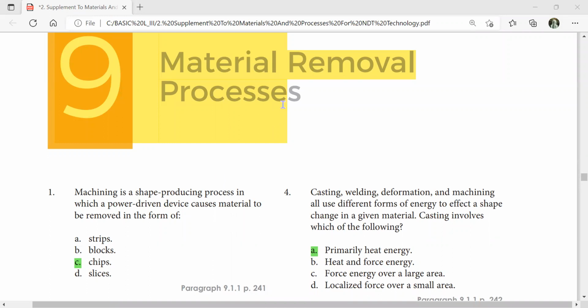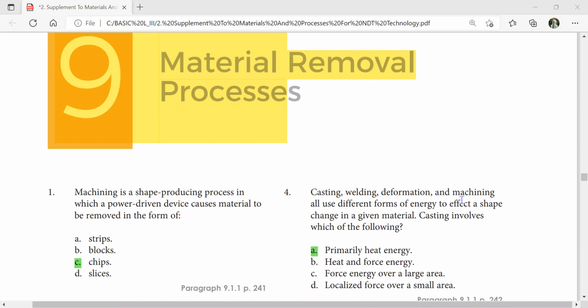Material removal processes, questions and answers. Machining is a shape-producing process in which a power-driven device causes material to be removed in the form of chips.